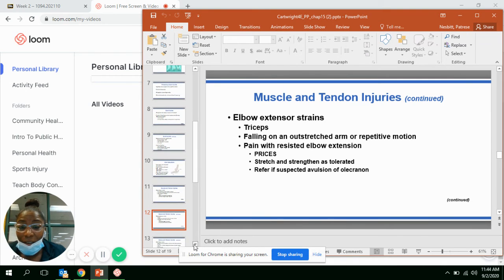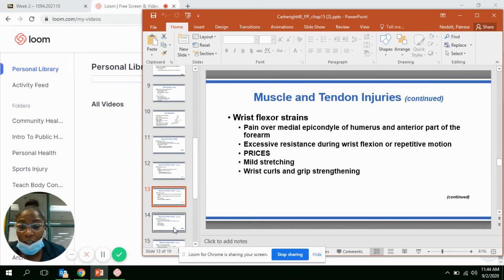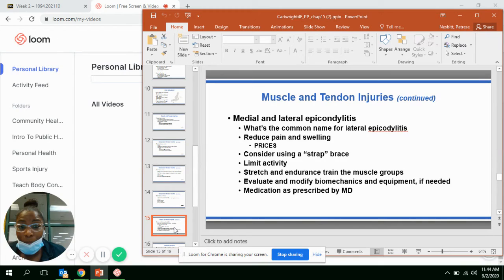Now what we're going to do, you can go over wrist flexors and extensors independently, and if you have questions, message me. But what we're going to do is talk about medial and lateral epicondylitis. Basically, golfer's elbow is your medial epicondylitis. Such a hard term. We talked about it being on the medial side. That's your golfer's elbow.